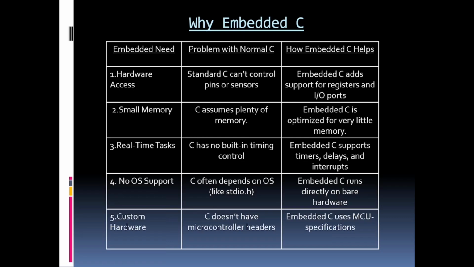No OS support. C does not support OS libraries, but embedded C is designed to run directly on the hardware without any OS dependency. Customize hardware. Normal C does not support microcontroller headers or MCU specific features, but embedded C uses MCU specific headers and specifications to work with custom hardware configurations.